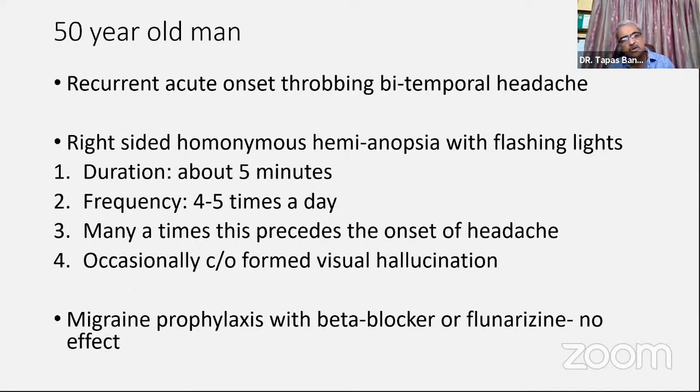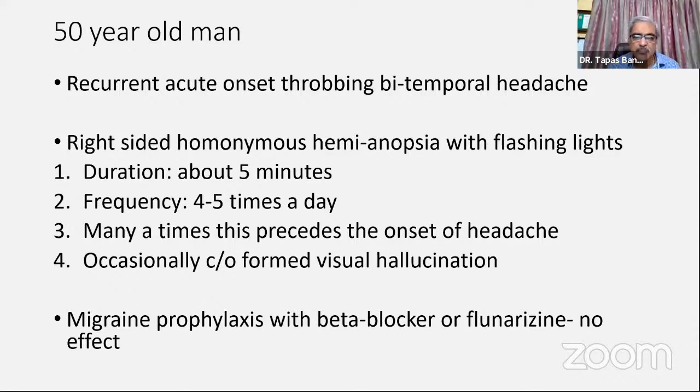He was not very sure of the duration, saying it lasted around 5 minutes or so, occurring 4 to 5 times a day. Many times after this event of flashing lights, he had an acute migrainous headache. Occasionally, he had complex visual hallucinations. At times he said he was seeing two kids playing Ludo, that sort of formed visual hallucinations.